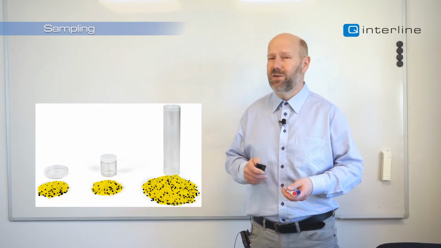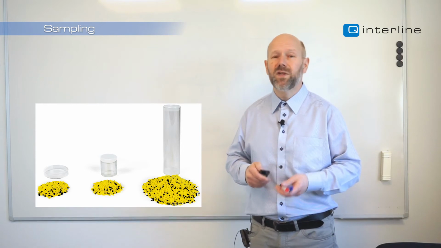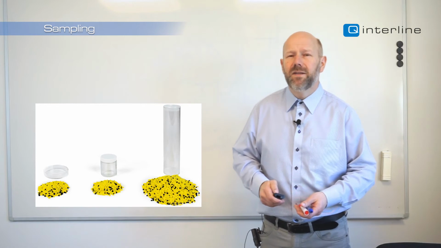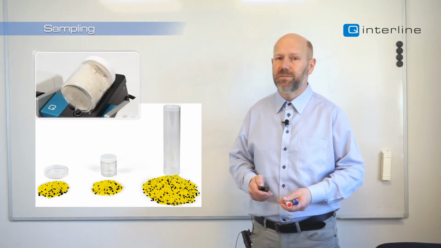But the good news is it's very repeatable, because if I run another circle, the pellets will not have moved. They will be in the same spot, right or wrong. The next thing is a rotating jar sampler.